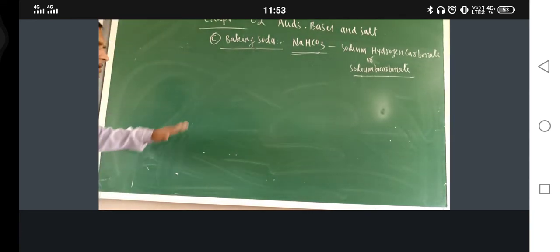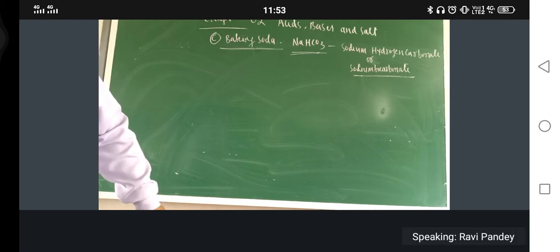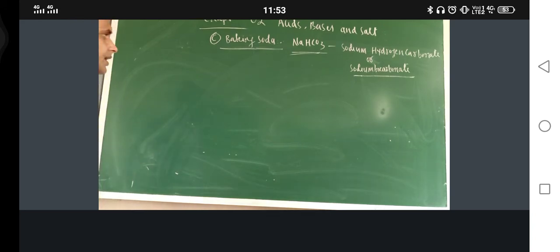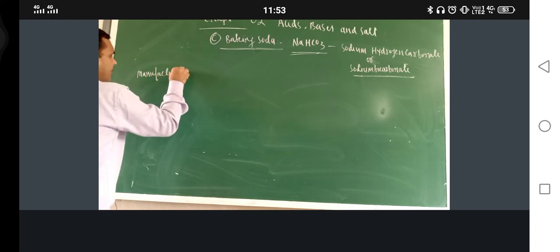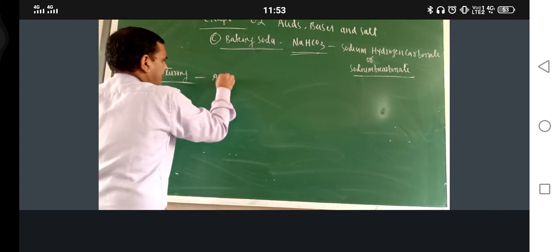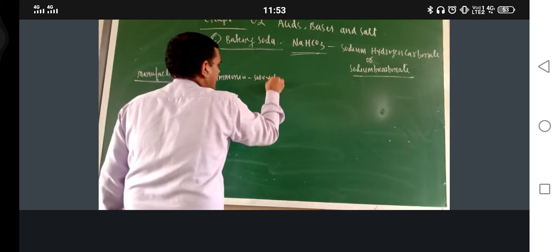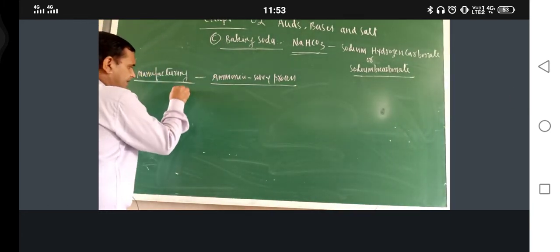Now the next one is manufacturing. This compound is very important. Please just note down. The first one is manufacturing. This process is known as the ammonia solvay process. What is the principle of this method?